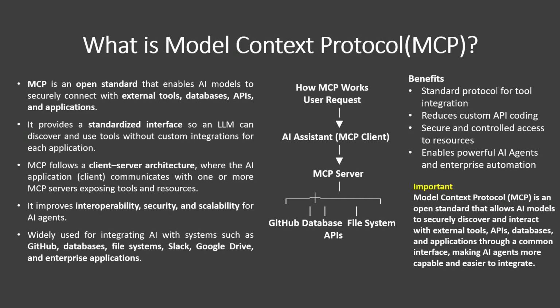So the benefits are: a standard protocol for tool integration, reduced custom API coding, secure and controlled access to resources, and it enables powerful AI agents and enterprise automation. The important point is that MCP is an open standard that allows AI models to securely discover and interact with external tools, APIs, databases, and applications through a common interface, making AI agents more capable and easier to integrate.